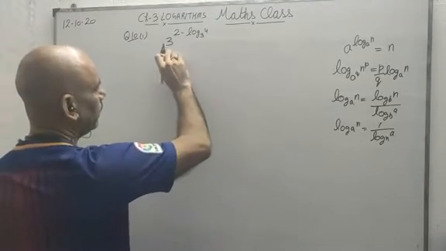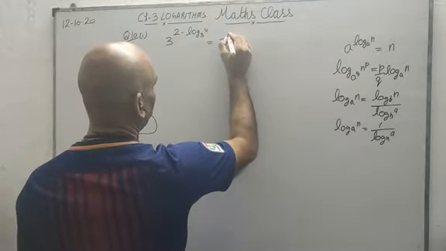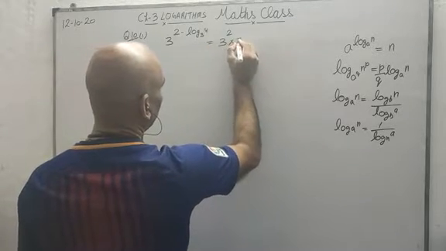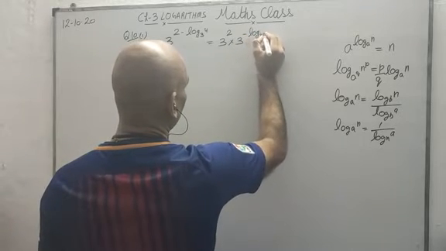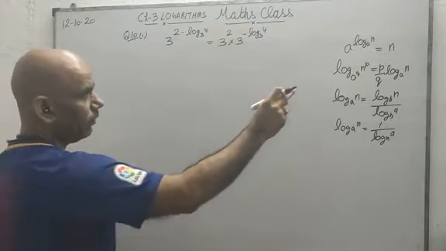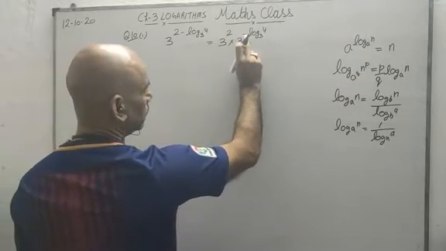As you can see, it is having 3 to the power, so we will have to solve it in this manner: 3 to the power 2 and 3 to the power minus log 3 4. When we apply this property, it should be exactly in the same manner. This minus is extra here.